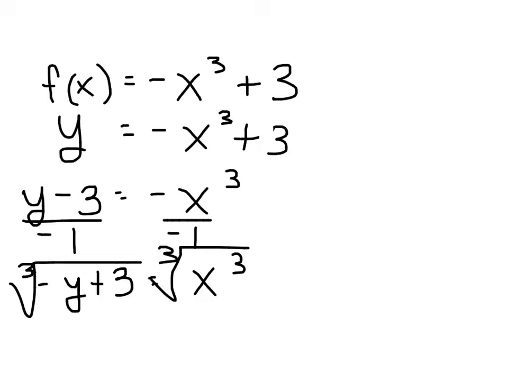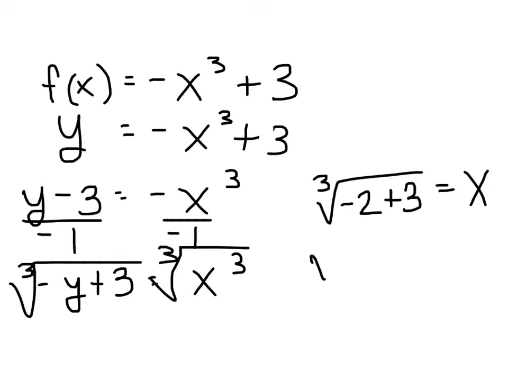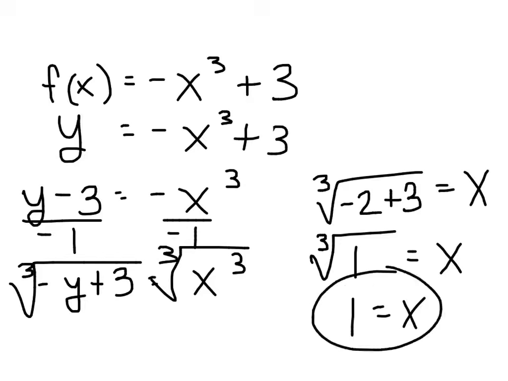Then it says find the input when the output is 2. So what number do I put in for the output? I put 2 in for y, and let's see what we get. The cube root of negative 2 plus 3. What's negative 2 plus 3 first? 1. And what's the cube root of 1? 1. Good. It's not a trick question, you guys. That's half of your assignment today, just like that. And that was probably one of the harder ones, honestly.